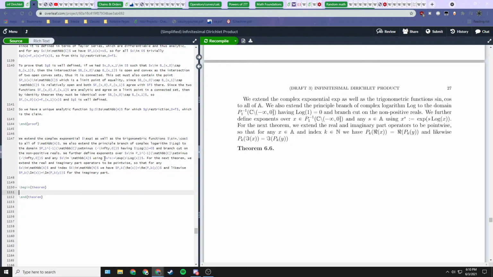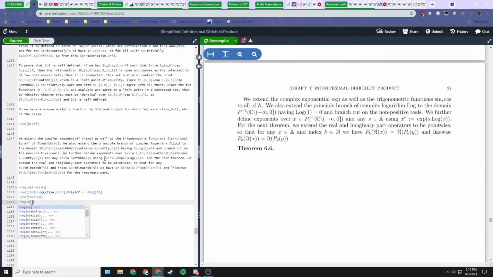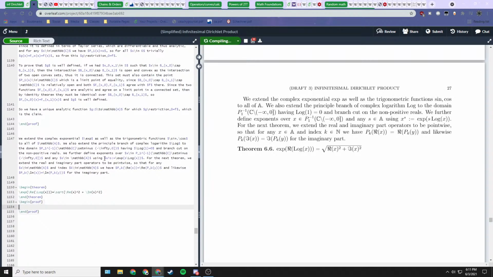Okay, our theorem is, if we take the exponent, hold on. Yes, the exponent of the real part of the log of x is equal to the square root of the real part of x squared plus the imaginary part of x squared. It doesn't like how I typed that. Oh, that's why.